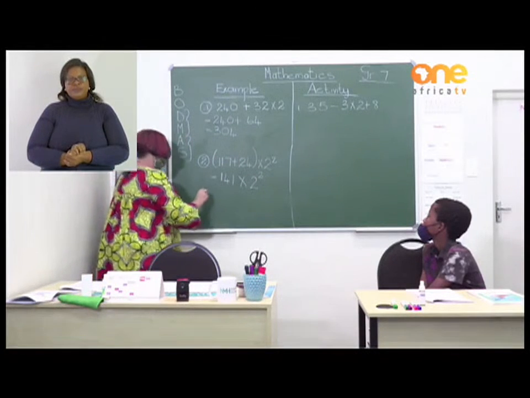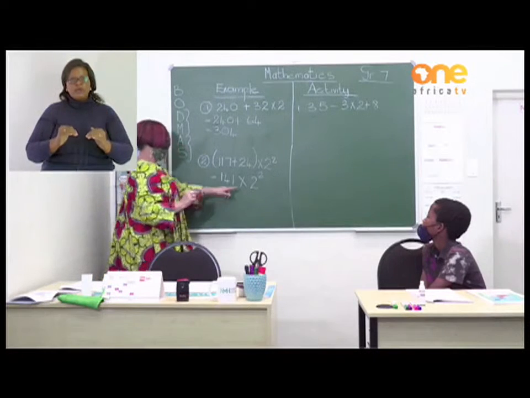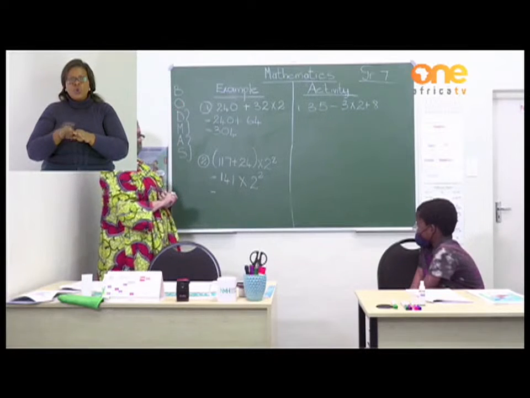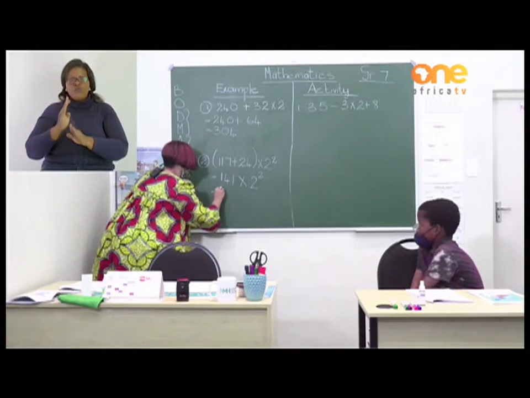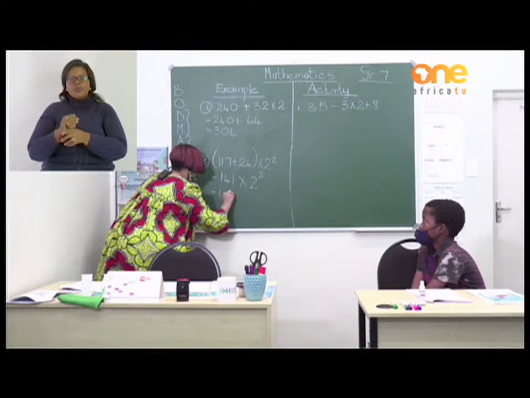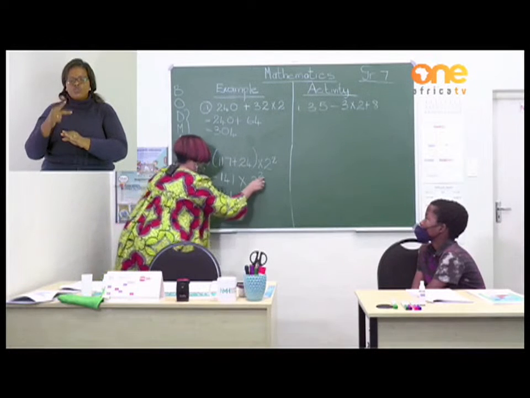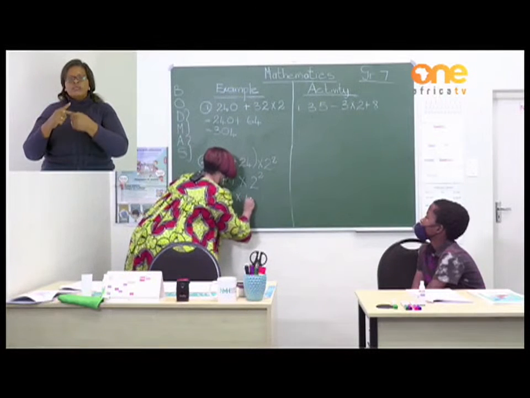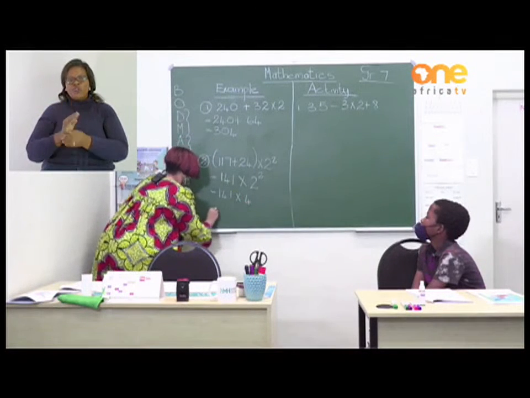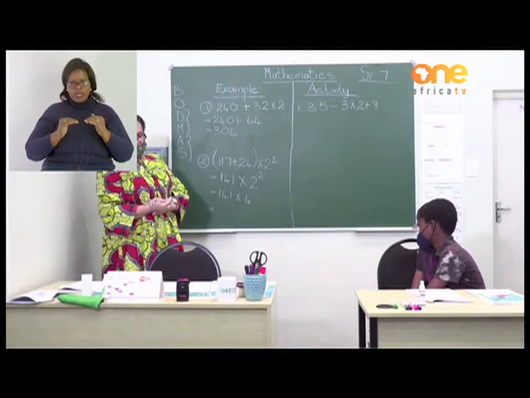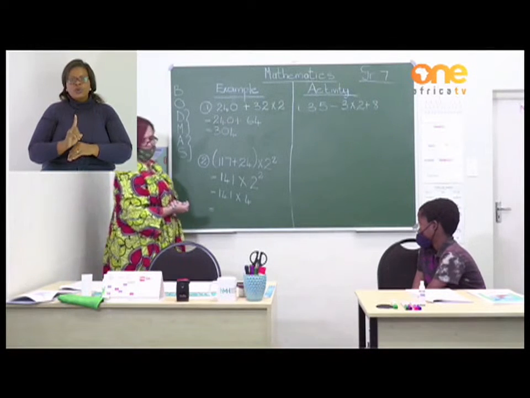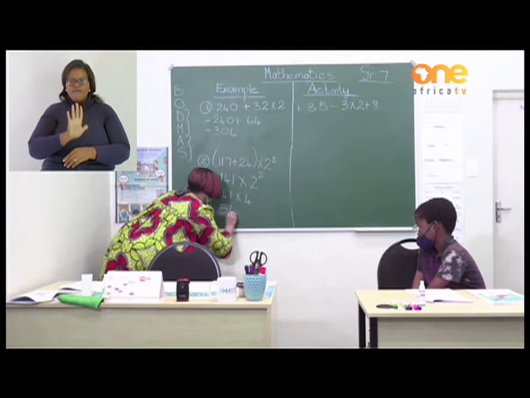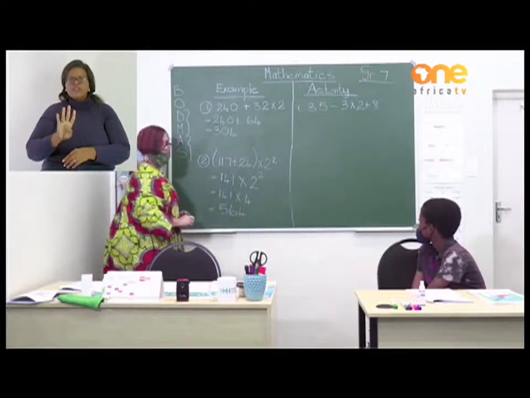Yes. So what will I do now? I will do my exponent or order next. So I have 141 times 2 squared. Yes, 4. So 141 times 4 gives me 564.